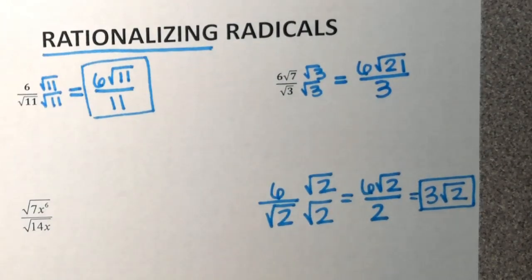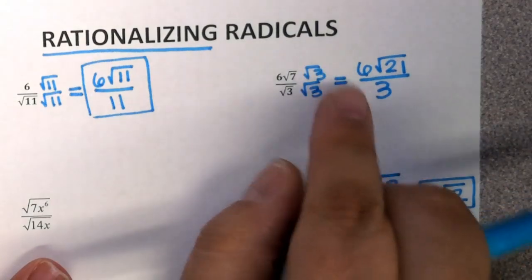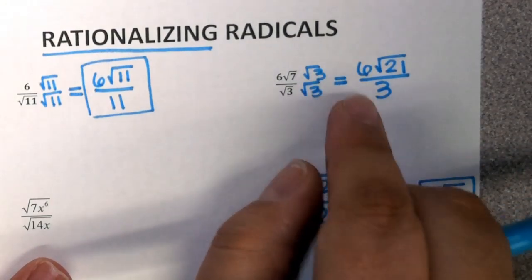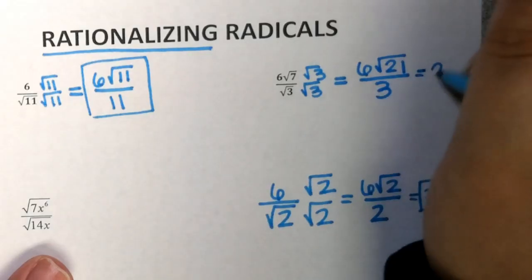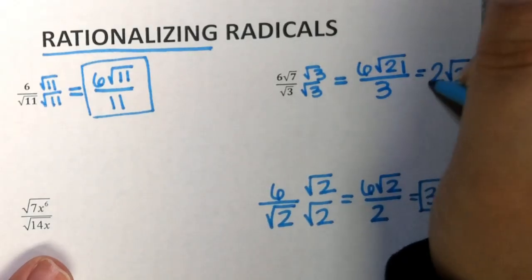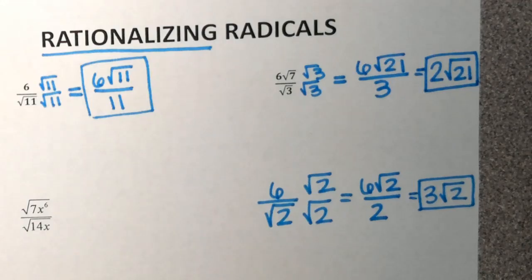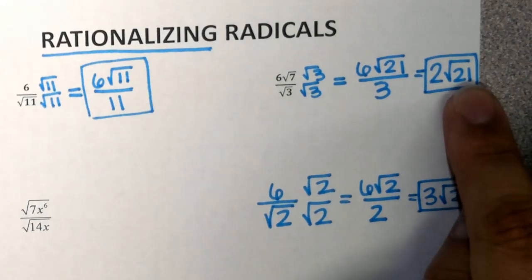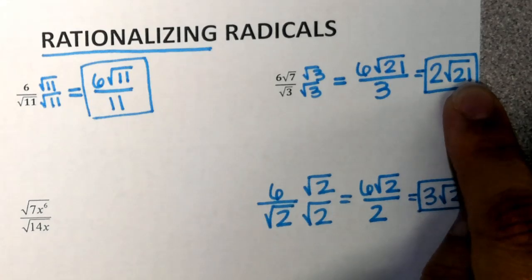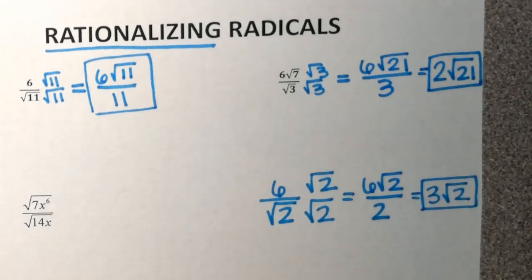Did everybody get that when they rationalized? However, oh look, what's 6 divided by 3? They're both coefficients, you can reduce them. So this is 2 square root of 21. Now we're lucky 21 cannot be simplified. It doesn't divide by a perfect square. But like if that was 20, you would have to keep going. Yeah. Okay. Last but not least.